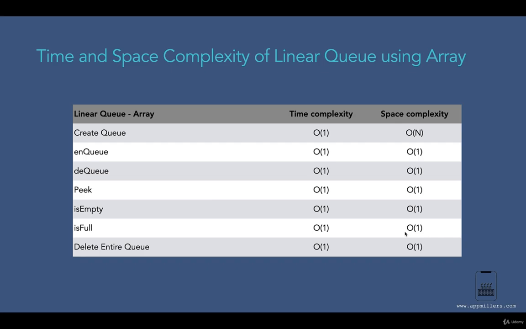So with this we have come to the end of this lecture. Till this lecture we have learned how we can implement linear queue using arrays. Now in the next lecture we are going to start to learn another type of queue, which is circular queue.